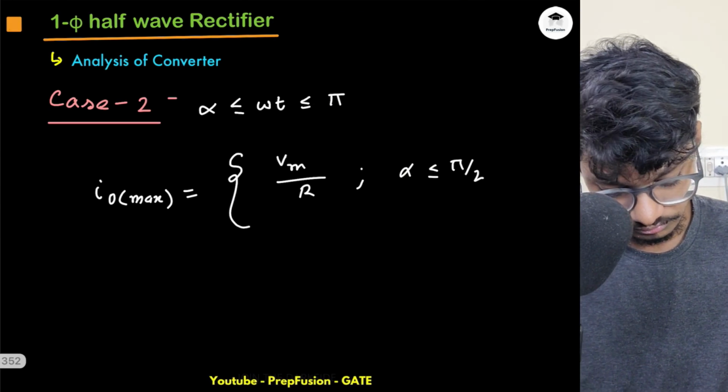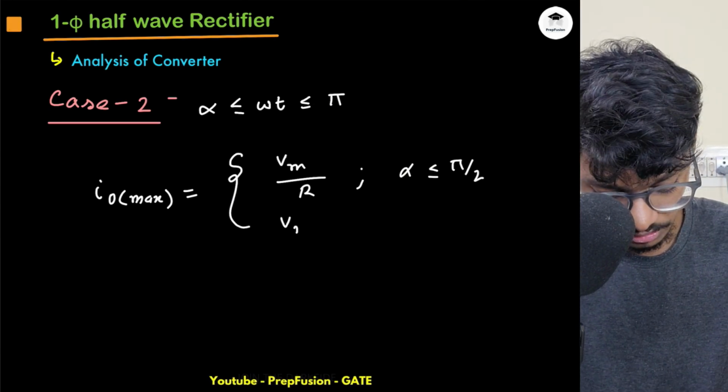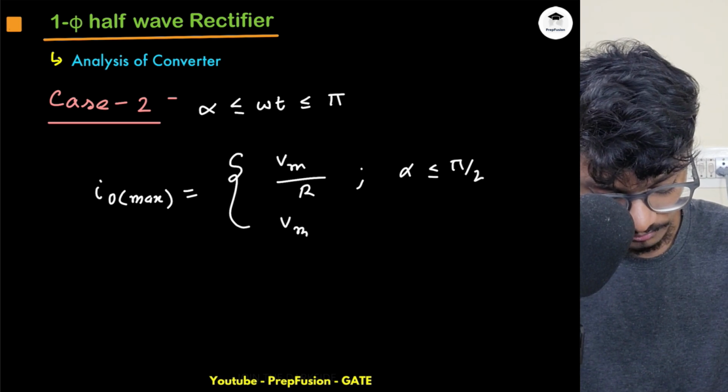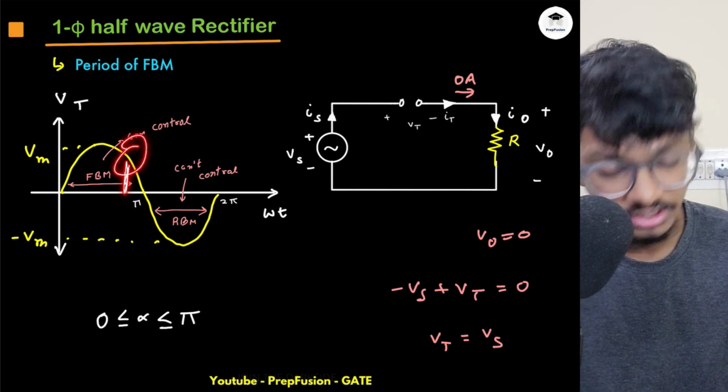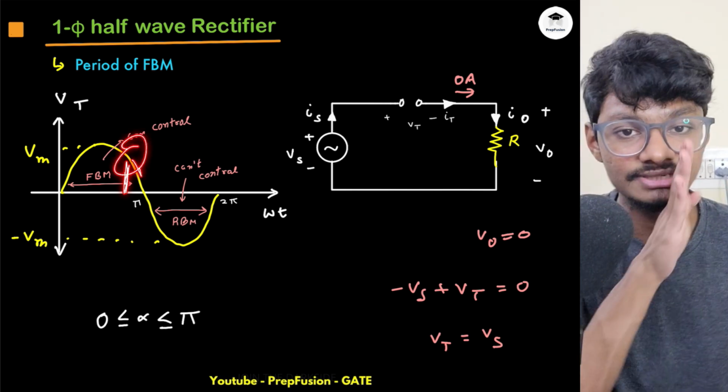So here what will happen? This will be Vm sin alpha, because this will be the peak. If, let's say, I trigger my SCR in this region, this will be the only peak that I get. After that the voltage is always reducing.